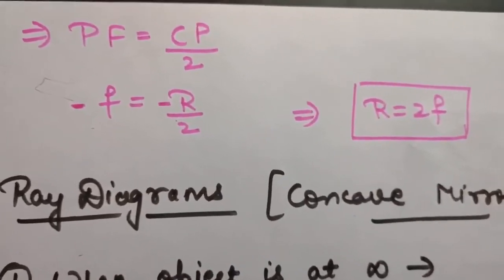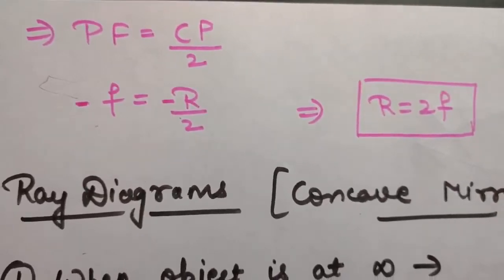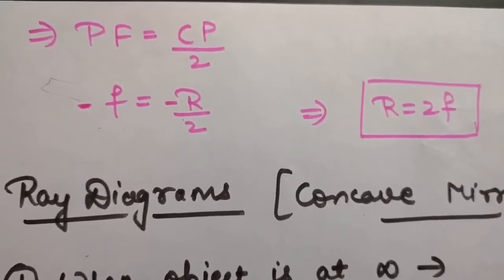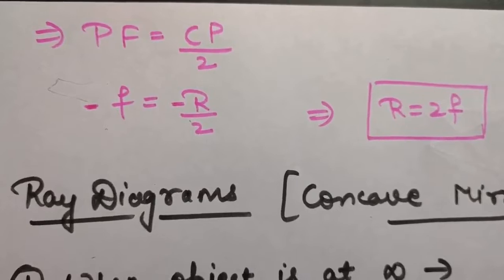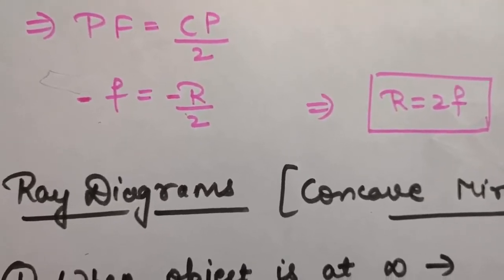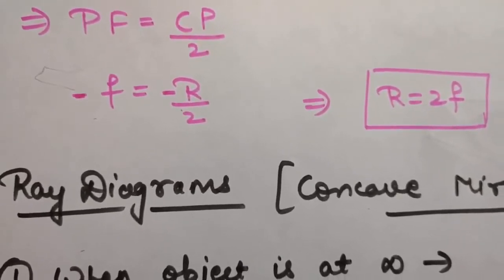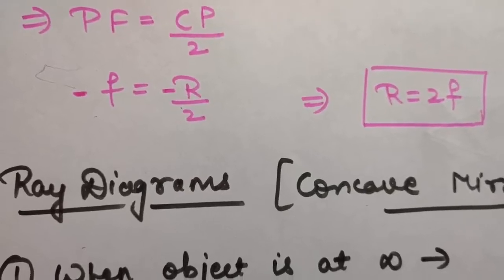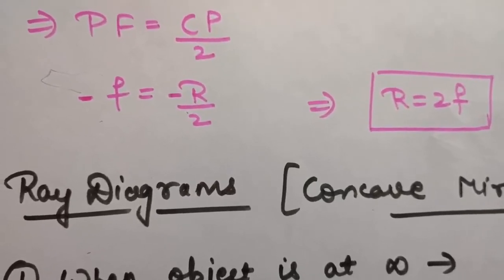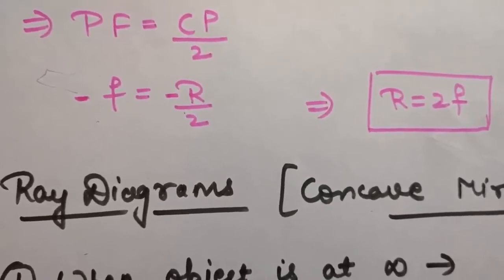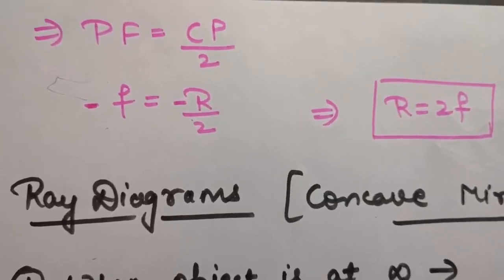So just putting their values as minus F and minus R, you will get R is equal to 2F. So this is the relation between radius of curvature and focal length of a mirror when aperture is very small. Okay, I have used concave mirror to prove this. You can use convex mirror as well. So try it yourself. The same method is there. Just use convex mirror instead of concave mirror.